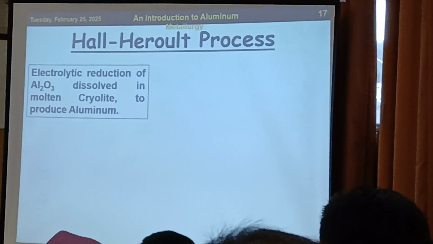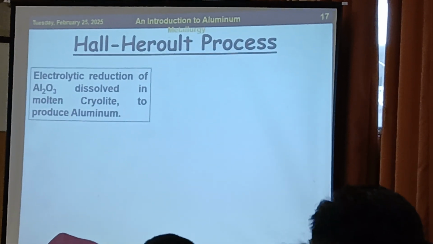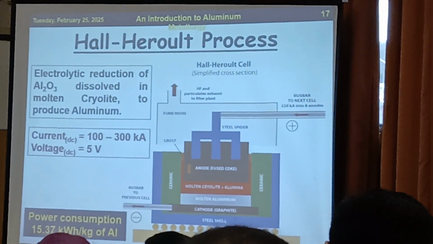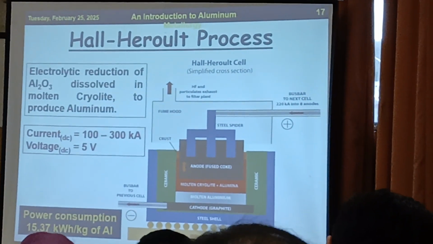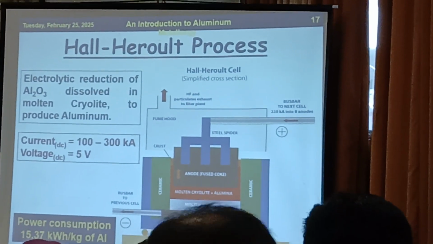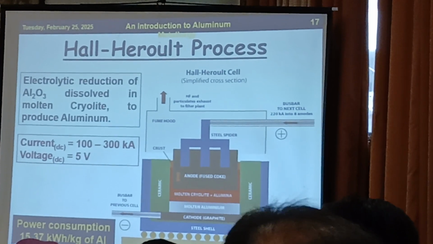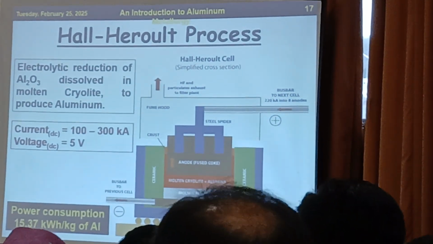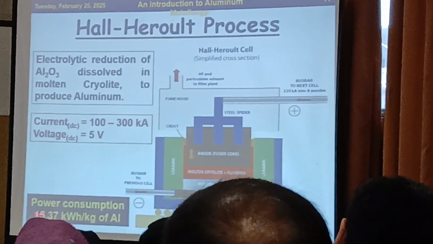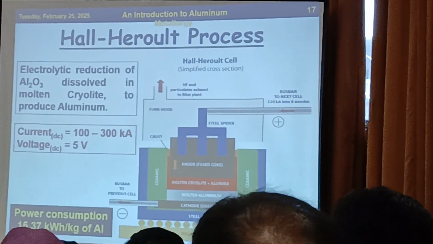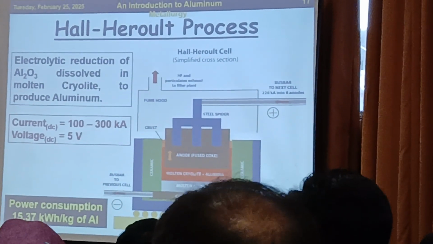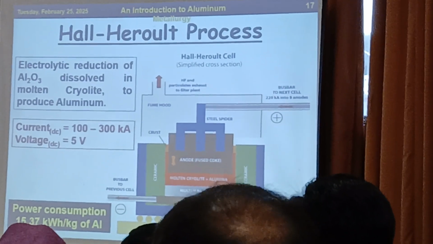So in the Hall-Héroult process, you can see the alumina is dissolved in the molten cryolite, and then in an electrolytic cell, it is reduced to aluminum. You can see the graphite electrodes, the cathode which is negatively charged, and then there is the positive electrode which is fused coke, and alumina is dissolved in the molten cryolite. When electrolysis takes place under the action of the high current, you will see here 300 kiloamperes at a low voltage, and you use 50.3 kilowatt hour for 1 kg of aluminum. The metal is heavier, more dense, so it settles toward the bottom, and then it is tapped out from the cell from the bottom.